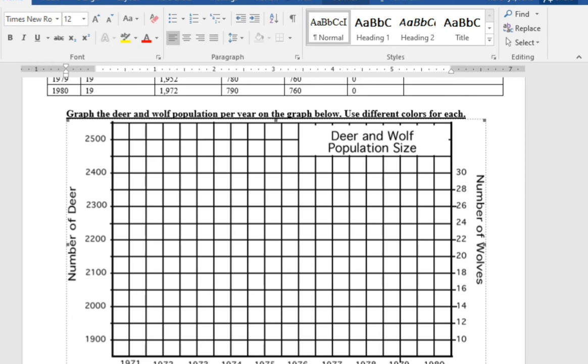So look and tell me, what's the population of deer in 1971? Not deer, wolves. Wolves in 1971. 10. So look, I'm going to go to 1971, and I'm going to go to 10. All right, and I'm going to drop my dot right there. And then what do I need to do for 1972? 12. And I'm going to plot all my points and connect them before I try to do my deer. Because if you try to do deer and wolf at the same time, you're going to mess up. So do all your wolf points and connect them, and then switch to your deer. I want you to try to plot your wolf before you leave today.